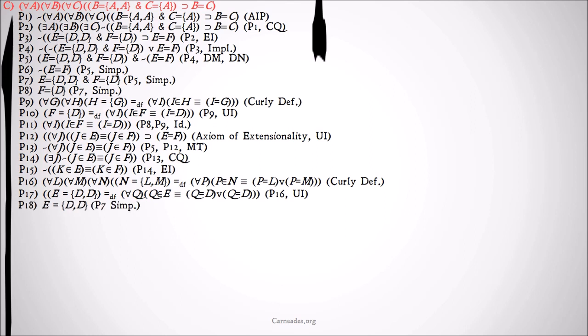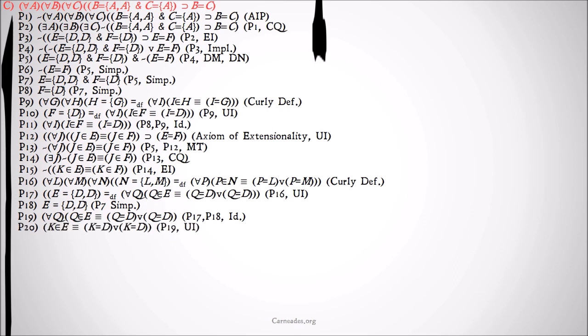So we can get from premise 7 earlier simplification that E is equal to the set of D and D. And so we can conclude that for all Q, Q as a member of E is materially equivalent to Q equals D or Q equals D. Once again, I don't know why I switched from P to Q there. It should just be the same variable, but we're going to stick with Q.